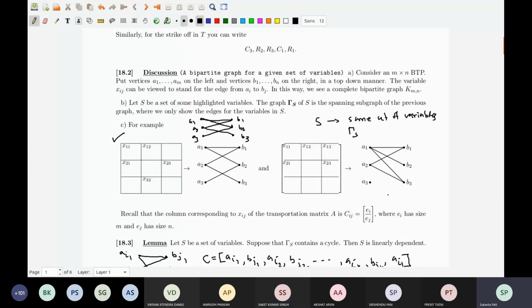Any further doubt? Not with me, sir. So in the gamma S, all the vertices would be used, right? Yes. They would be connected? No, it will not be connected. It may not be connected. But it's a tree, right, with m plus n minus 1? If the variables in S give us a basis. I could have selected just one or two variables, then I would have seen a forest or something like that. I meant to ask that only. Yeah. True.